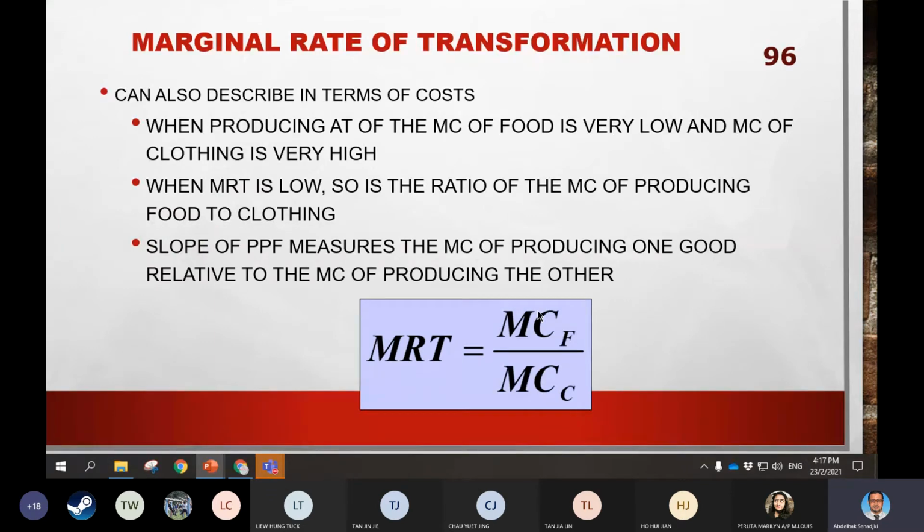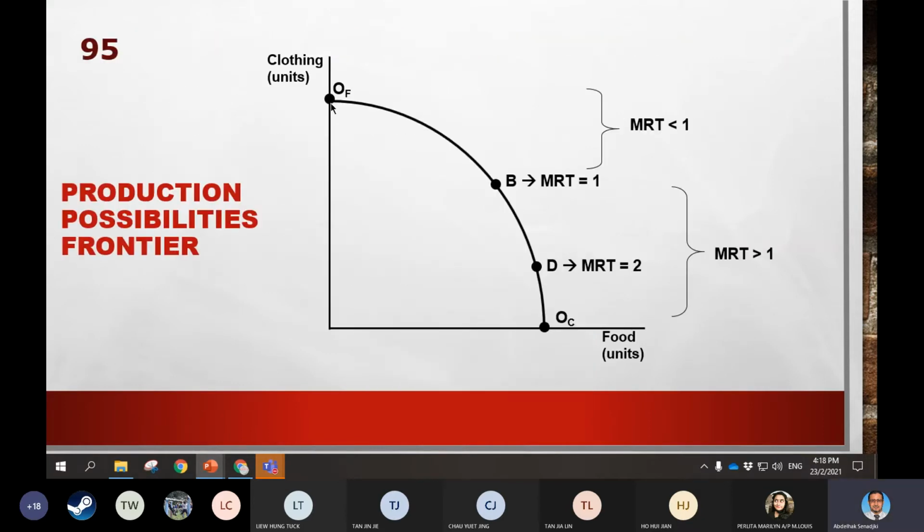So we come here to this equation. We describe the shape of the production possibility frontier in terms of the cost of production now. So we are going to talk about the cost of production. We're talking about the marginal production. At this point, at OF here, very little clothing output is lost to produce additional food. If we move from OF only to here, very little clothing is lost to produce 1 unit of food.